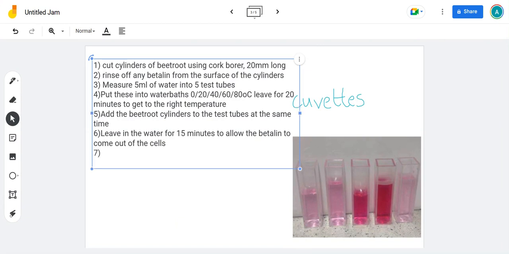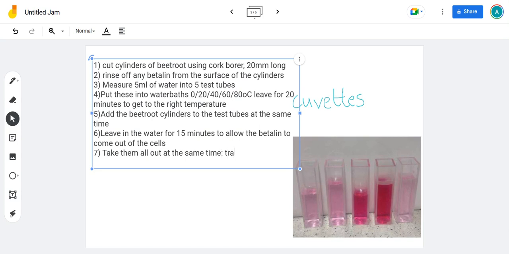It's really important now that we take them all out at the same time. What you don't want to do is take one out, measure it in the colorimeter, then take the next one out, measure it in the colorimeter, because then they haven't been in the same amount of time, and then your results are not valid. Results are only valid if you're only changing one variable, and if you leave them for different amounts of time, then you're also changing the variable of time, and so your results won't be valid. So we want to take them all out at the same time, all right? That's really, really important, all right?